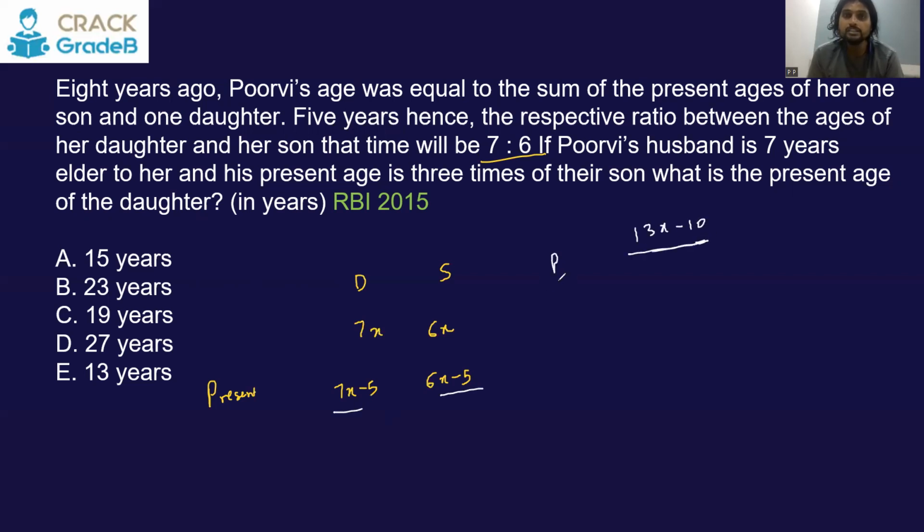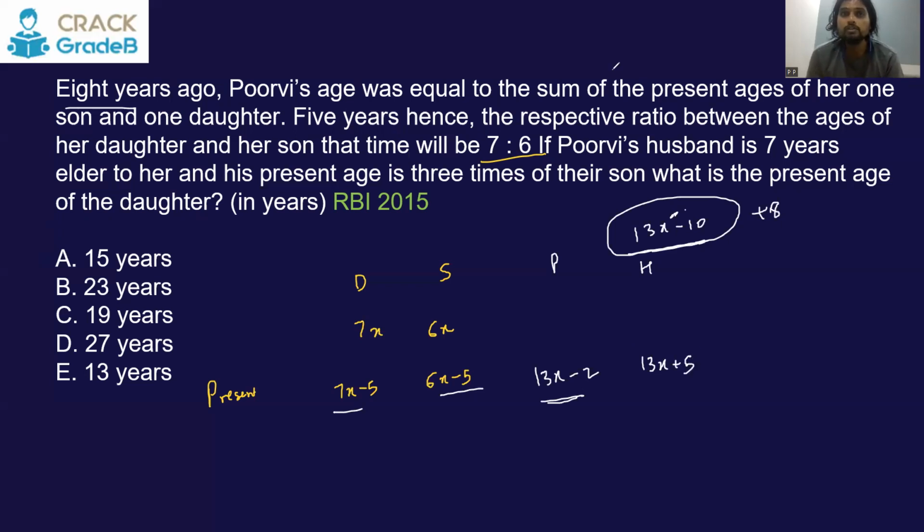This was Purvi's age, but when? It says Purvi's age 8 years ago was equal to the present sum of these two. So this is the present sum of son and daughter. That means this was Purvi's age 8 years ago. So presently, Purvi should be 8 more than this. So if we add 8 to it, it becomes 13x minus 2. Also, we know Purvi's husband is 7 years elder to her. So husband's present age will be 7 more than this. That is 13x plus 5.